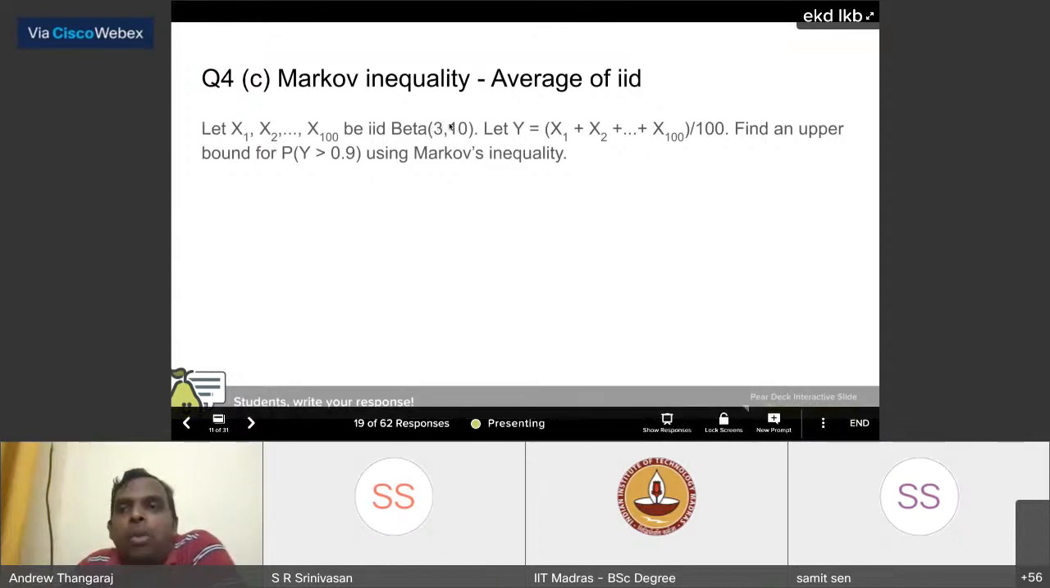So you have to use the formula for the beta distribution. It's alpha by alpha plus beta, so it's 3 by 13. So the expected value of xi is 3 by 13. And here there are 100 of them being added and divided by 100.